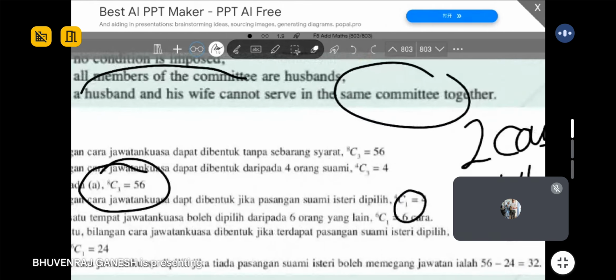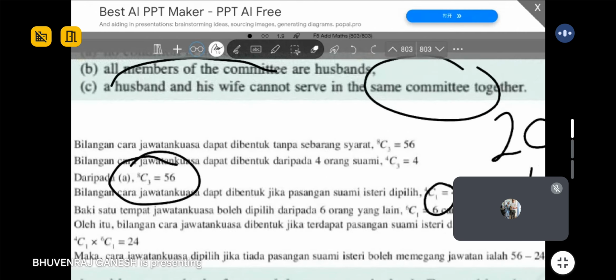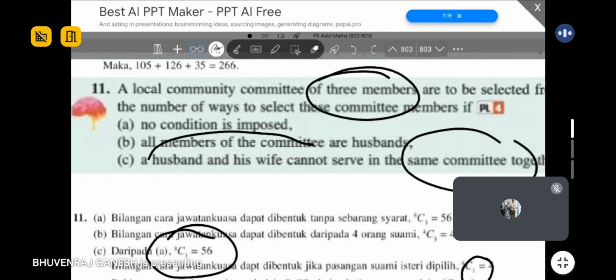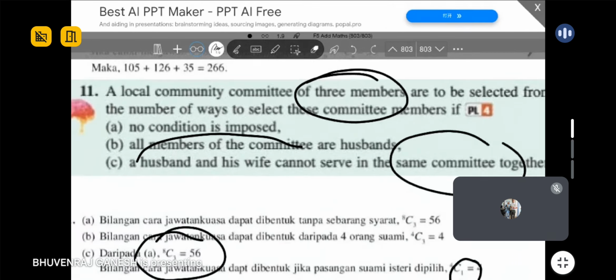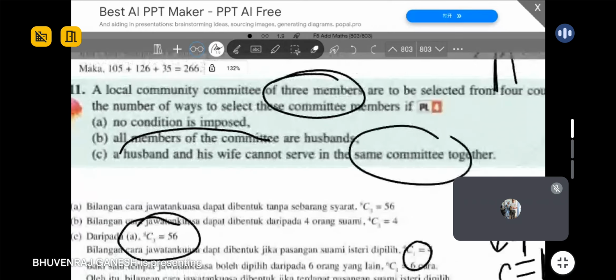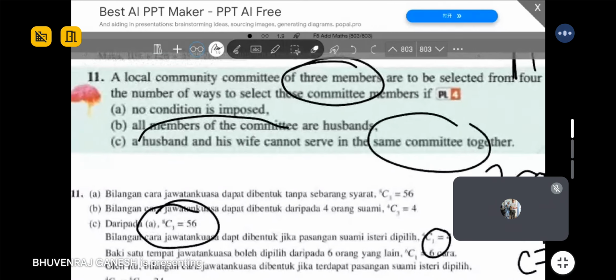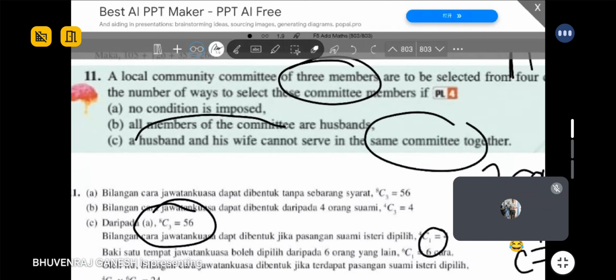So the answer is like this. You times. Okay? So this is question 11. Clear, guys? If this question comes out in SPM, anyone never score full marks, you wait and see. Wait for your future. Tengok masa depan nanti, how it's going to be.